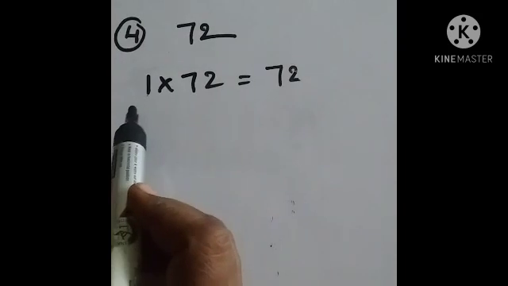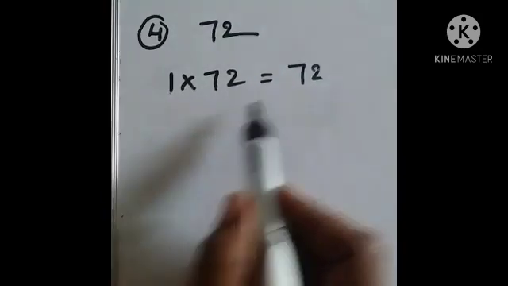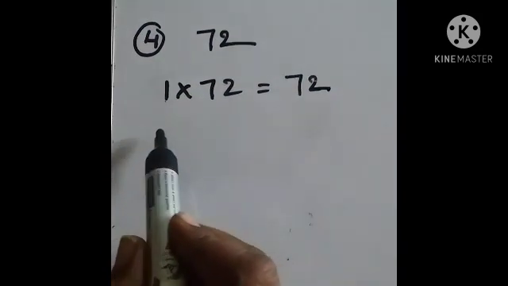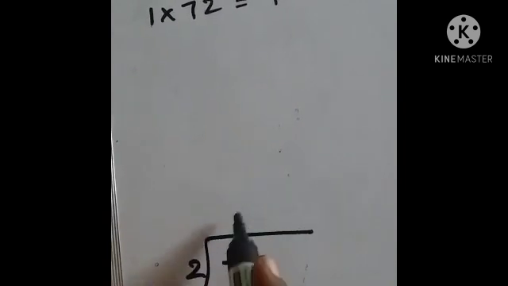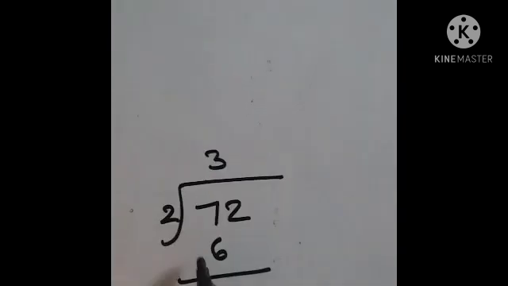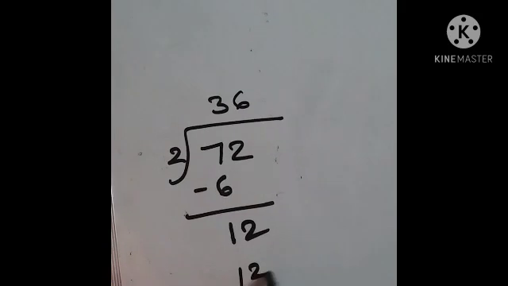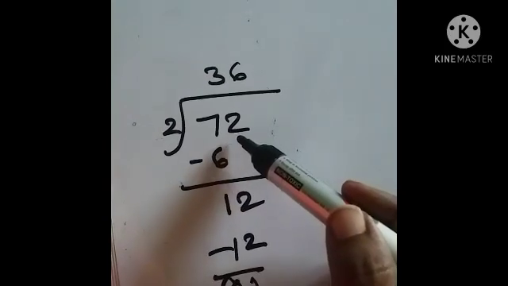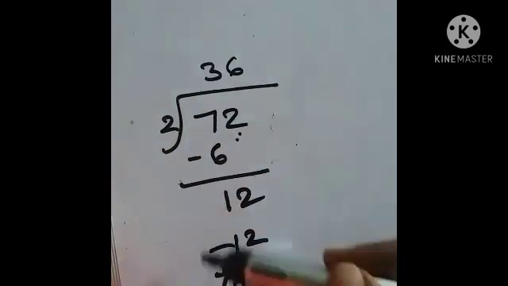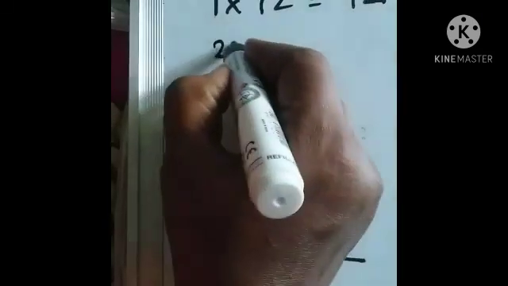We know 1 is a factor of every number. 1 times 72 is 72. Now, is 72 divisible by 2? Let's check it. 2 3s are 6, 7 minus 6 is 1, 2. 2 6s are 12. Here we have to get remainder 0. Or is the 1's place plus 2 there? No. This is an even number, so it is exactly divisible. That's why 2 into 36 is equal to 72.